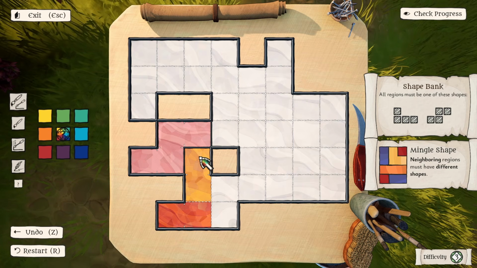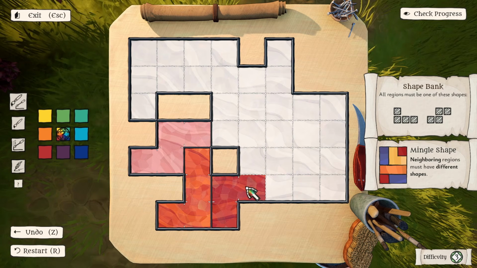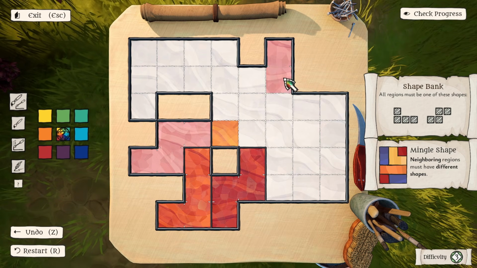Yes, because if this was an L and not part of that, it would block everything off here, and this shape wouldn't be able to complete. So we just do that. Now this is an S. This must be part of an L. Leave it alone. That one comes down here.